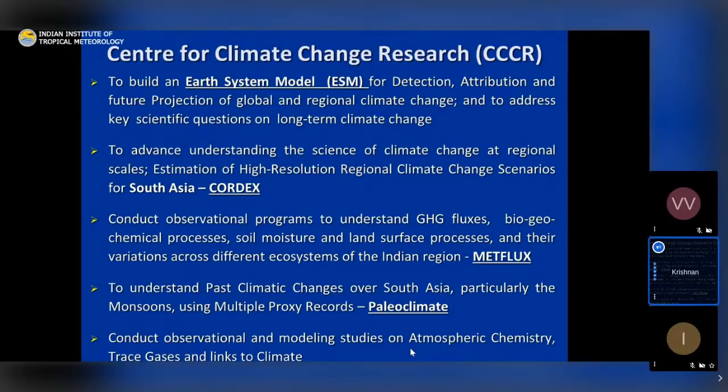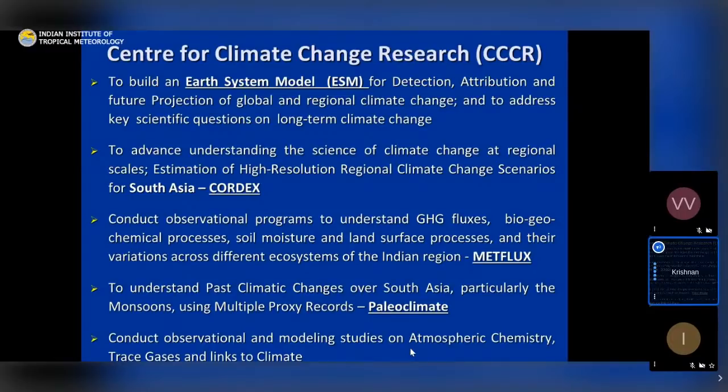The second objective, with regard to the science of climate change at regional scales, was to develop high resolution regional climate change scenarios for South Asia and the Indian region, known as CORDEX, Coordinated Regional Downscaling Experiment. In addition, there are various observational programs to understand greenhouse gas concentrations, their fluxes, biogeochemical processes, soil moisture and land surface processes, and the variations across different ecosystems of the Indian region. This is known as the mid-flux.